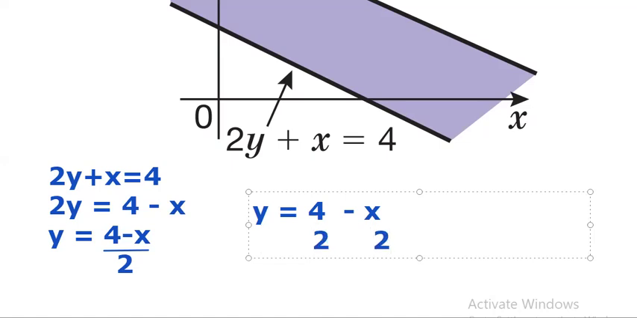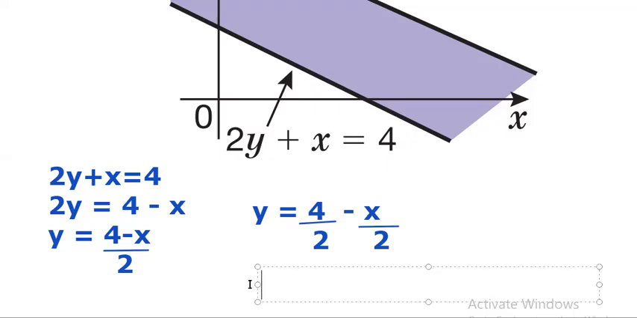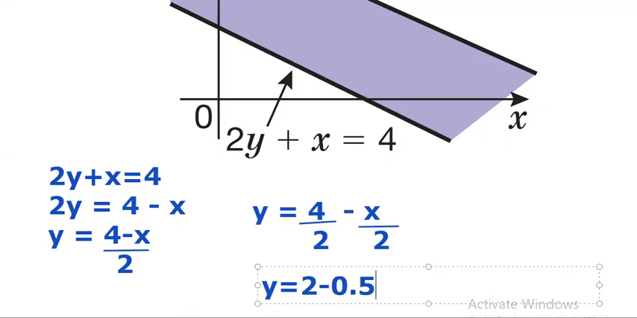Let me put the lines here and here. Now, we divided here by 2, so this one was removed. 4 divided by 2 is going to be 2. So the final equation will be like this. y equals 2 minus x over 2. It's the same as 1 over 2 x, which is half of x, which is 0.5x, like this.